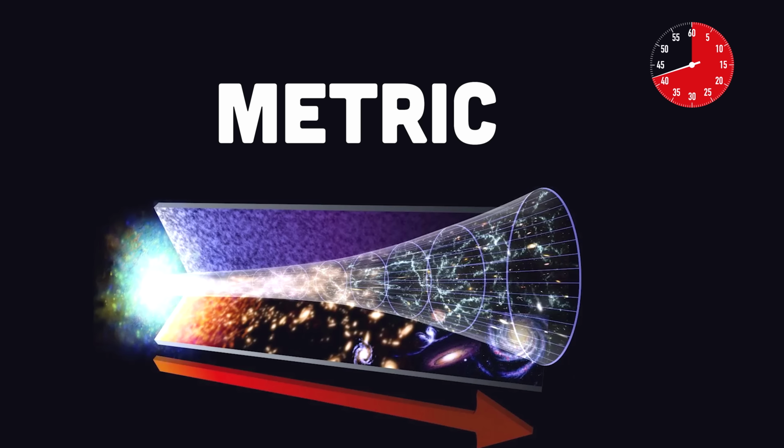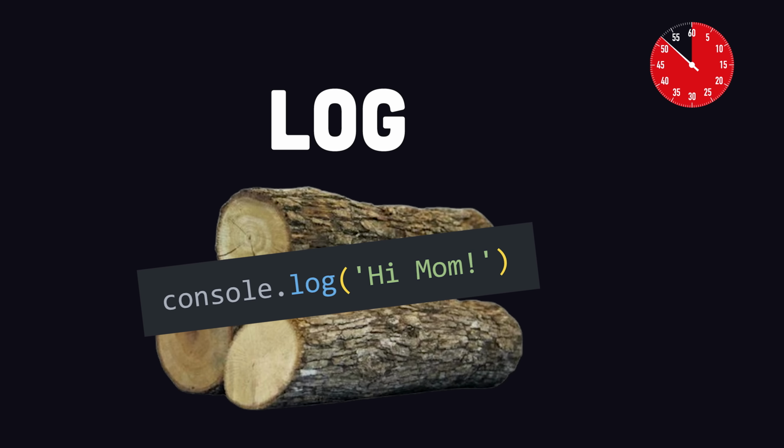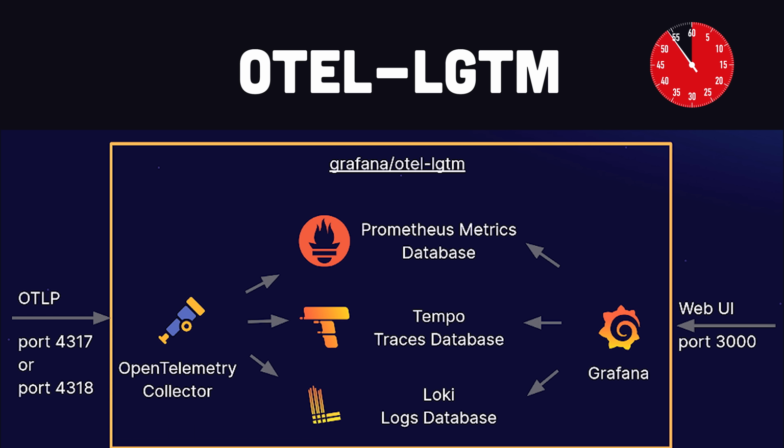A metric consists of multiple data points over time, like CPU usage. A trace tracks the flow of requests across multiple services to pinpoint bottlenecks. And of course, logs are logs. Collectively, this forms the OTel LGTM stack, where data is collected with OpenTelemetry, stored in these databases, and visualized with Grafana. If that all sounds complicated, don't worry.